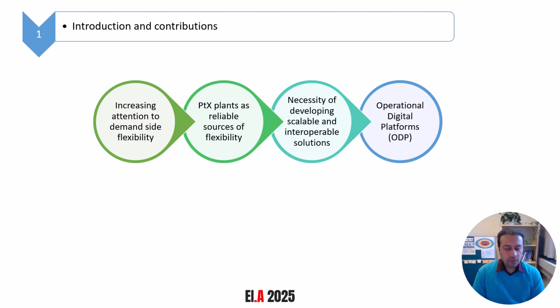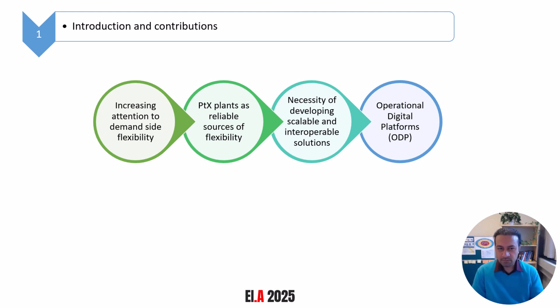So as an introduction, you know that there is increasing attention on demand side flexibility. It means that there is an increased need for the demand side of the energy system, like energy consumers, to participate in supporting the grid by providing flexibility. And by flexibility, we mean the capability of reducing or increasing the energy consumption on the demand side of the system to support the grid.